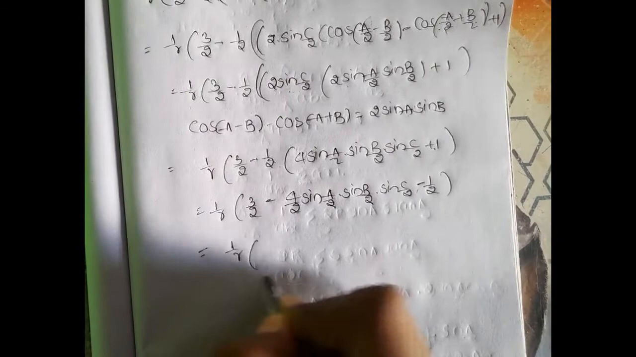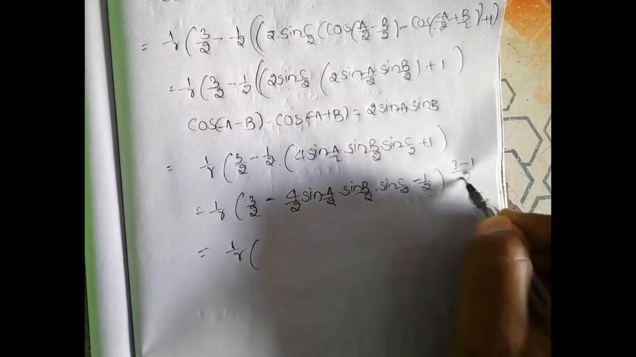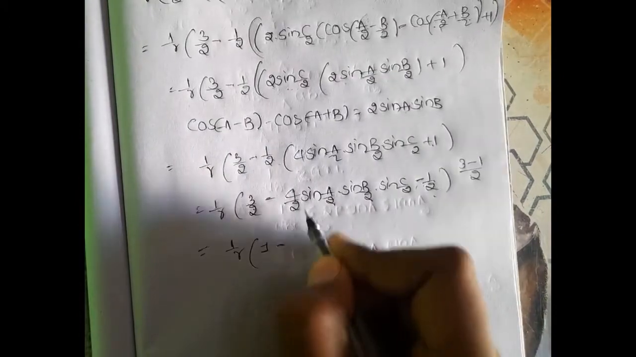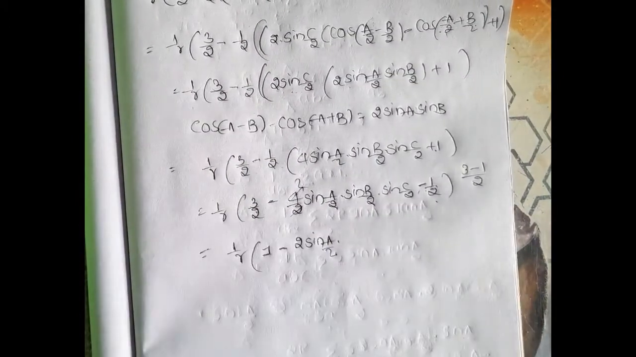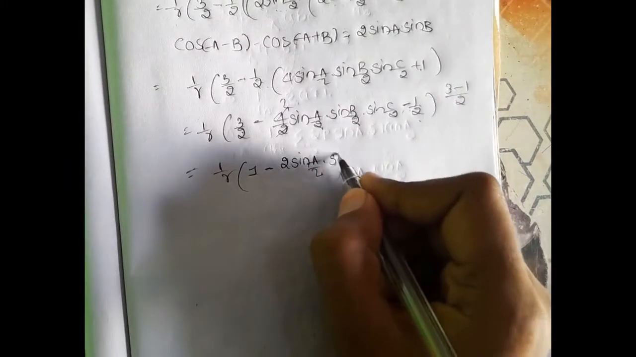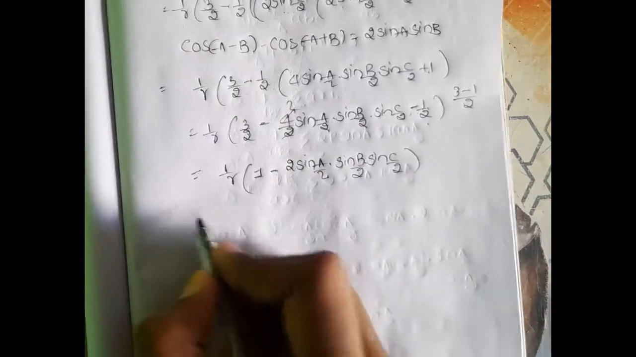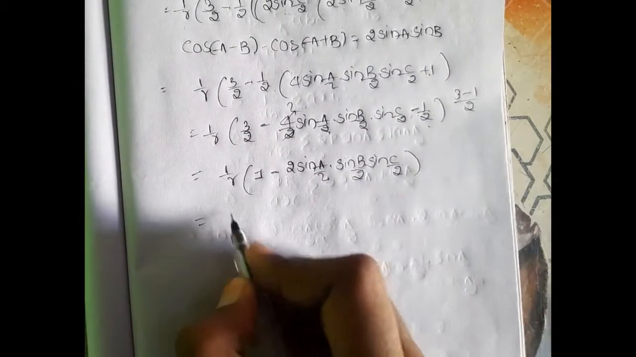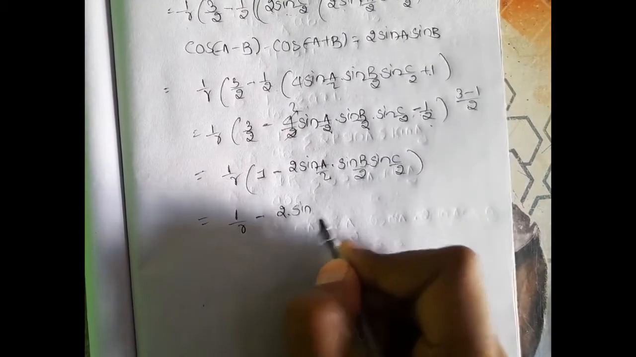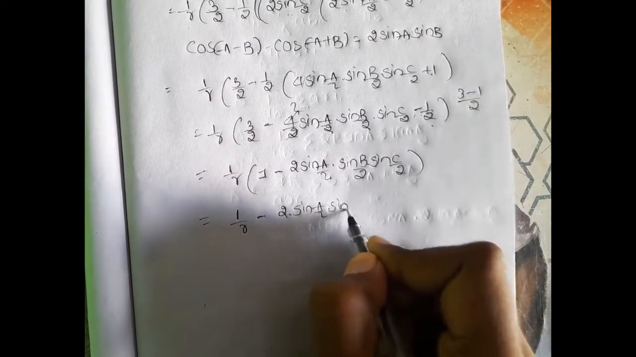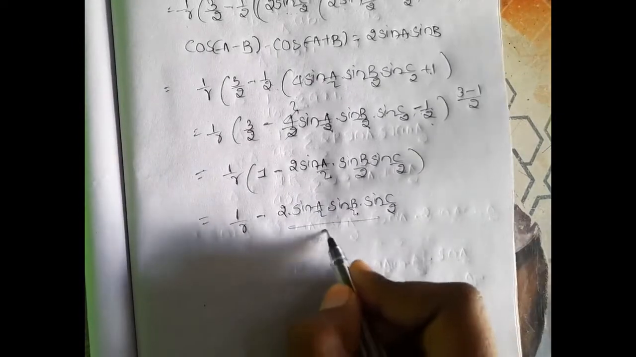Okay, now 3 by 2 minus 1 by 2. What is 3 by 2 minus 1? 3 minus 1 by 2, 2 by 2, 1 minus 2 sine a by 2 sine b by 2 sine c by 2. Okay, now multiplying this, 1 by r minus 2 sine a by 2 sine b by 2 sine c by 2 by r.